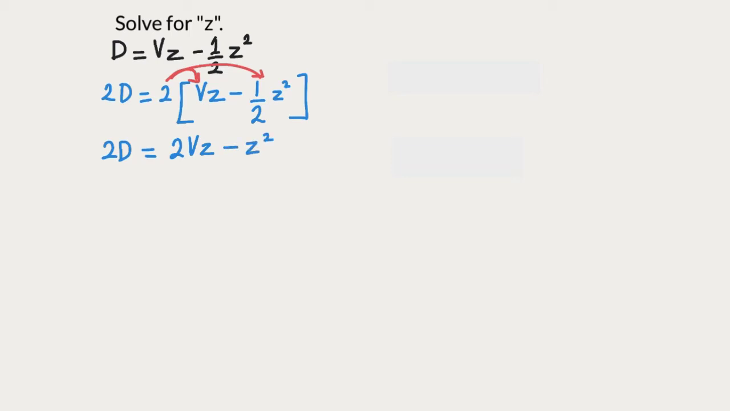Let's bring all the terms on one side of the equation so that we can write this equation in the general form of a quadratic equation. We will bring negative z square here to the left hand side, it will be added, and 2vz will be subtracted. z square minus 2vz plus 2d equal to 0. Now this equation has been put in the general form of a quadratic equation.